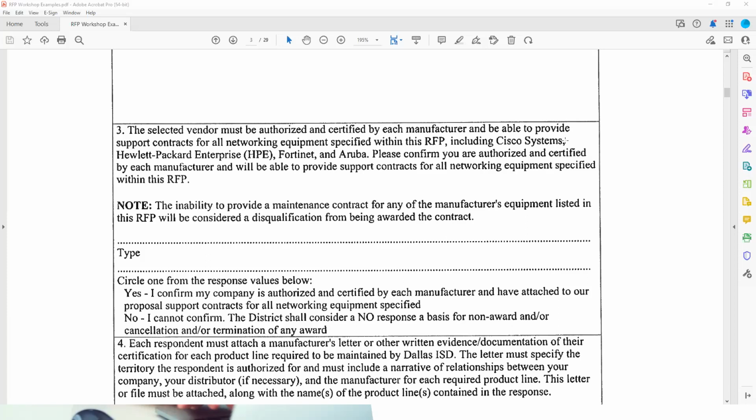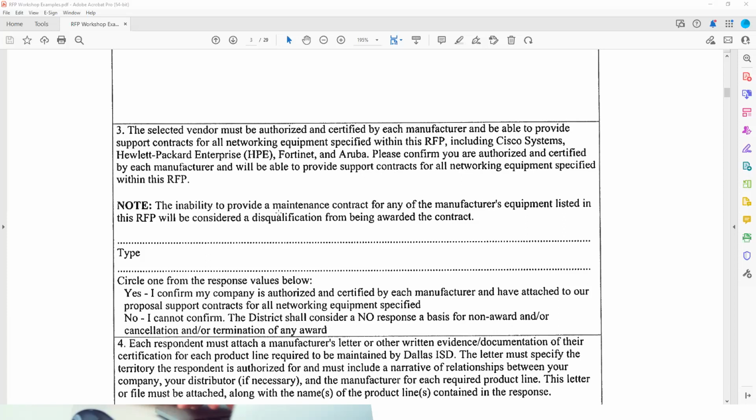So Cisco systems, check. HPE, check. Fortinet, check. Aruba, check. Please confirm you are authorized and certified by each manufacturer and will be able to provide support contracts for all network and equipment specified within this RFP.